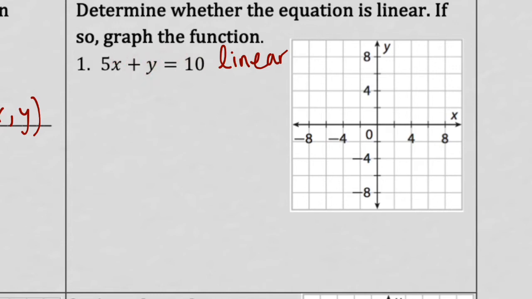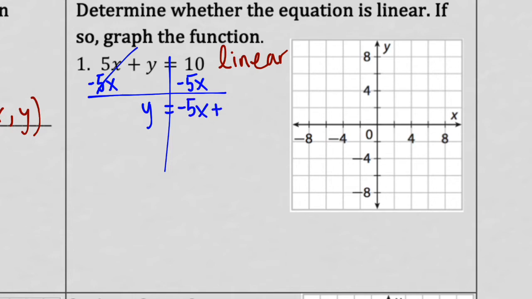So if I want to isolate the y, this is something that we've done before. That means you have to kick out the 5x. So we're going to subtract 5x. That cancels, leaving you with y equals negative 5x plus 10.